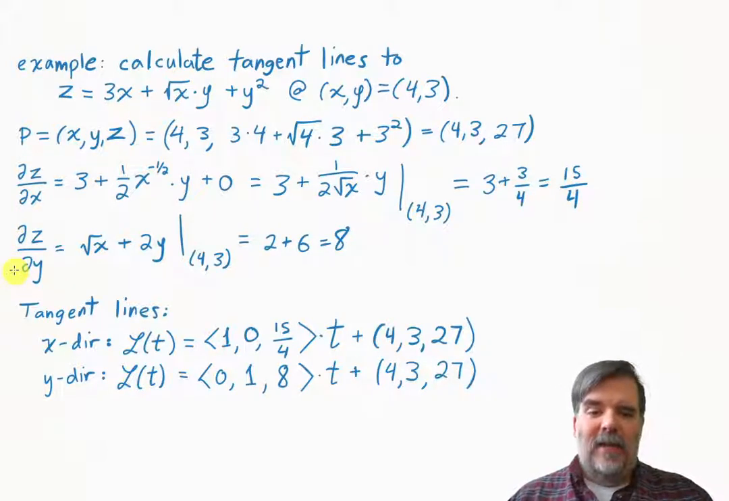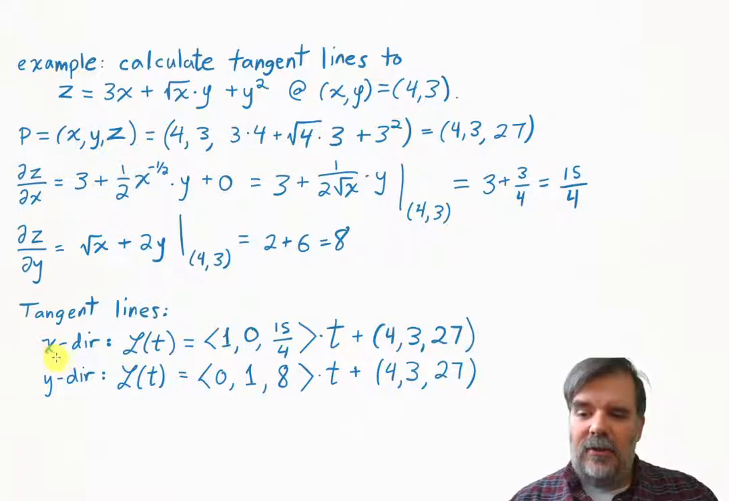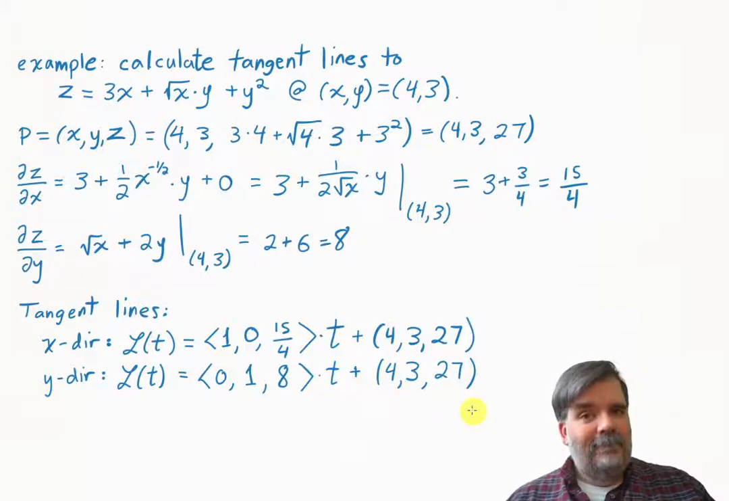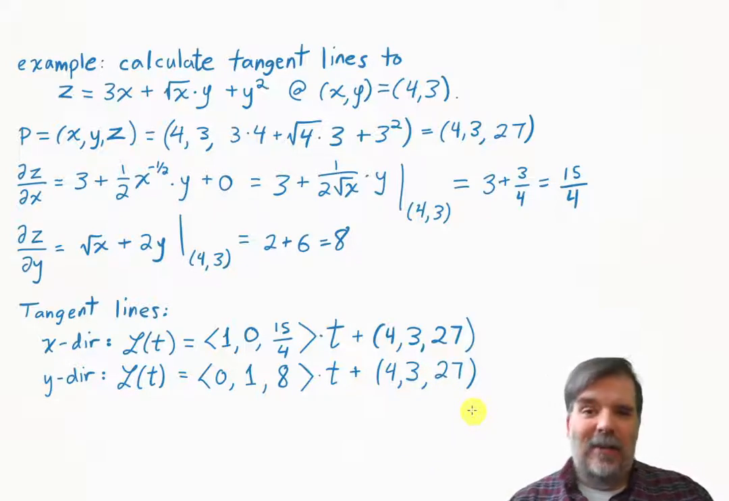With all this information calculated, now we just need to write down the equations of the lines. The tangent line in the x direction is L(t) equals the vector (1, 0, 15/4) times t, plus the point (4, 3, 27). The tangent line in the y direction is L(t) equals the vector (0, 1, 8) times t, plus the point (4, 3, 27). And there's another example of how you calculate tangent lines.